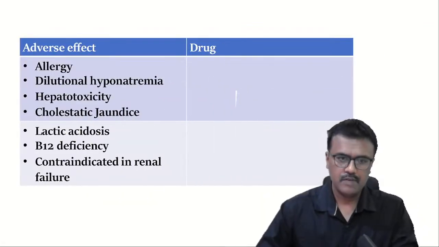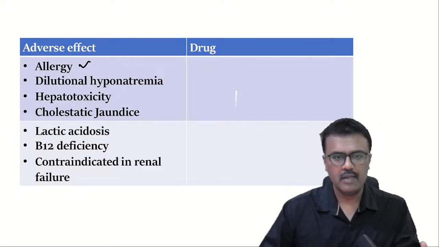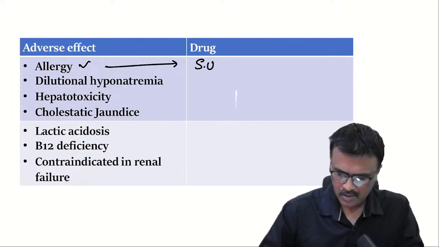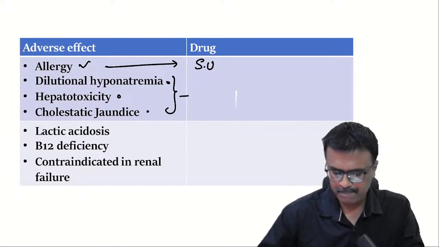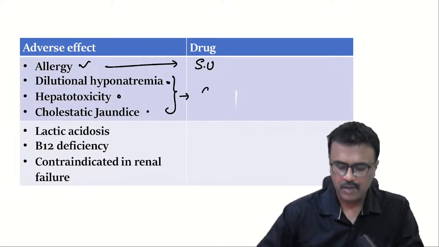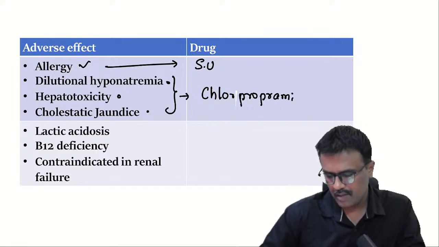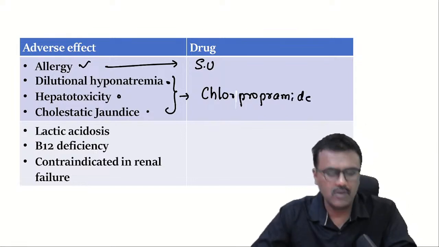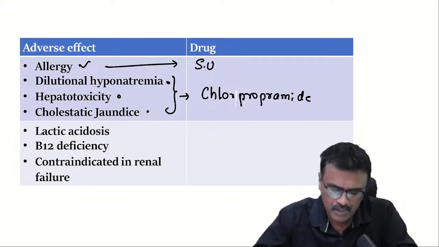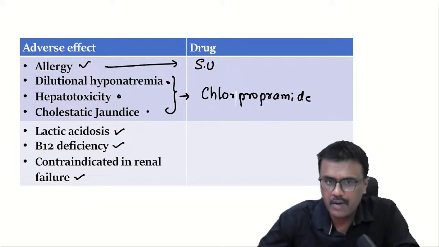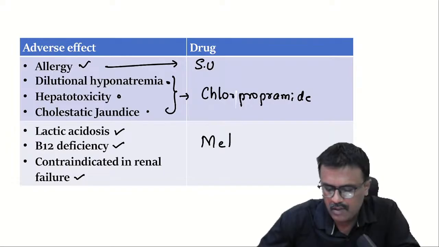Now coming on to the other adverse effect, allergy. So whenever I think of any drug causing allergy, they are all sulfonylureas. Now a drug causing dilutional hyponatremia, hepatotoxicity and cholestatic jaundice, there is a sulfonylurea called chlorpropamide, but it's an outdated drug. But sometimes the examiner can ask from that also. That's why I had to tell you. The drug causing lactic acidosis, B12 deficiency, and contraindicated in renal failure is our best drug for diabetes type 2, metformin.